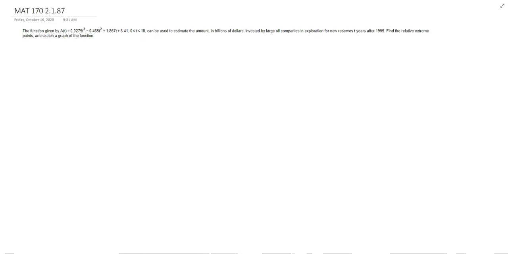Okay, so anytime we have a problem dealing with relative extremes, sometimes called minimums and maximums, we should be thinking about derivatives. The first thing we want to do is take this equation and find the derivative, so we want to find A prime. This is a polynomial, so we will be exclusively using the power rule.